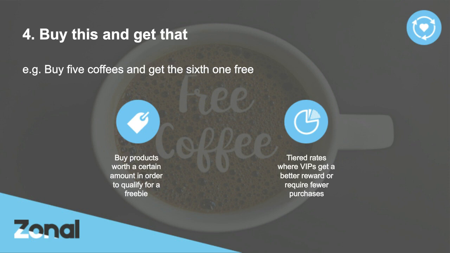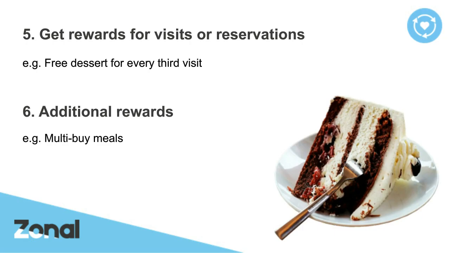Category 5 and 6 are the 2 categories that can work with any of the preceding categories that we've already gone through. So category 5 is around getting rewards for visits or reservations. And this method works much like the buy this and get that model, but it's based on frequency of visits rather than specific purchases or spending amounts. For example, you might offer a free starter to a customer who's visiting for the 3rd time, or maybe a free bottle of wine for a certain number of completed reservations.